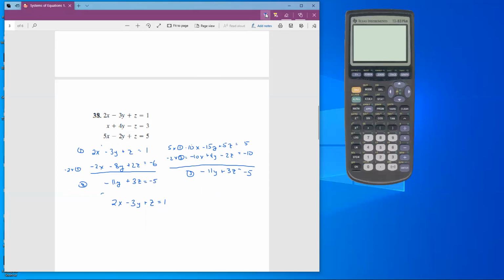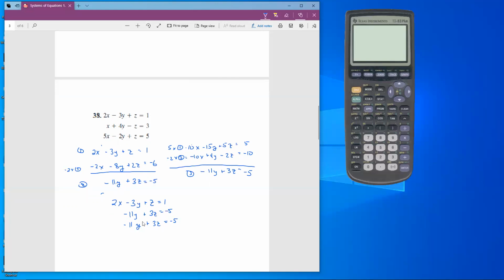Go back to a pen. Okay. We have negative 11y plus 3z equals negative 5. And then for our third equation, we have negative y plus 3z equals negative 5. I could swear I've seen this equation somewhere before.